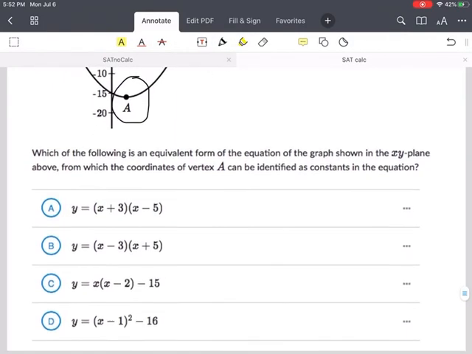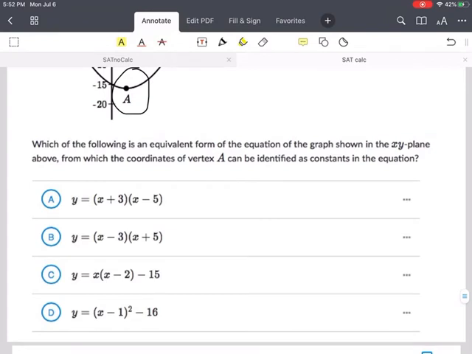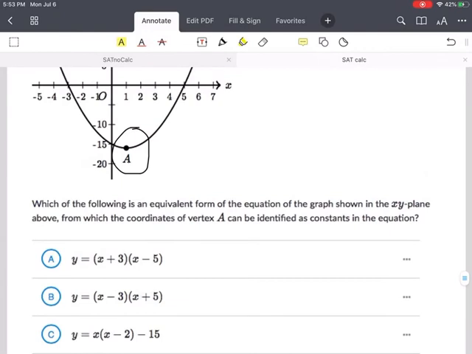Which of the following is an equivalent form of the equation of the graph shown in the xy plane above, from which the coordinates of vertex A can be identified as constants in the equation? So basically what they're saying here is that the numerical values in these equations, there's only going to be 2 numerical values, and those have to be the coordinates of the vertex. And what is the vertex? The vertex is what they have labeled here as A.